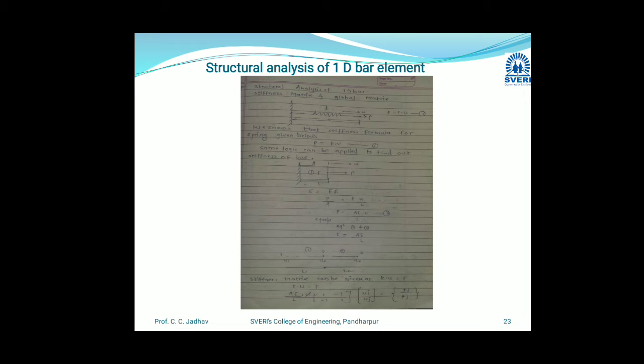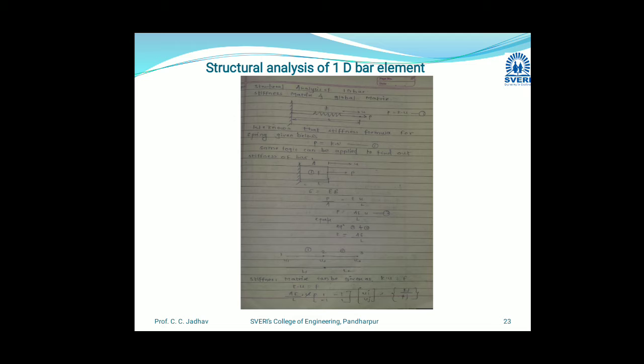In the previous lecture we have seen the types of elements and the general steps in FEM. In today's lecture we are going to study the structural analysis of one-dimensional bar elements. First of all, we have to derive the equation for the structural analysis.